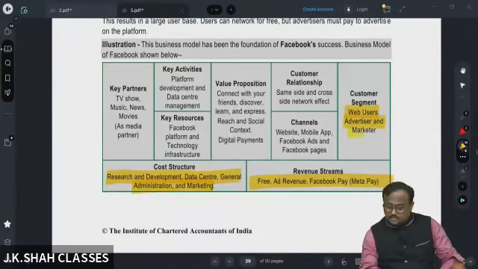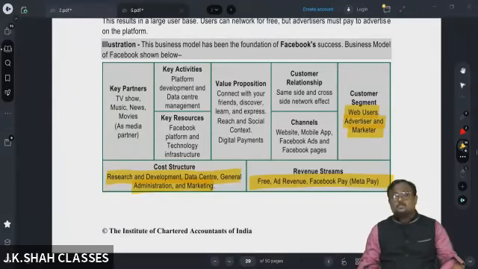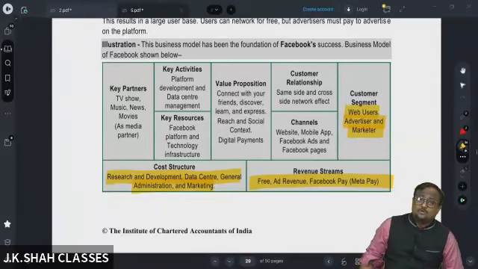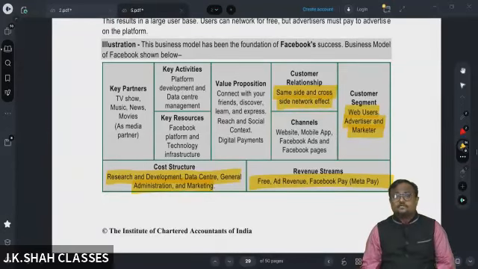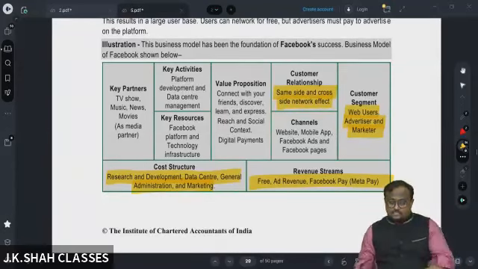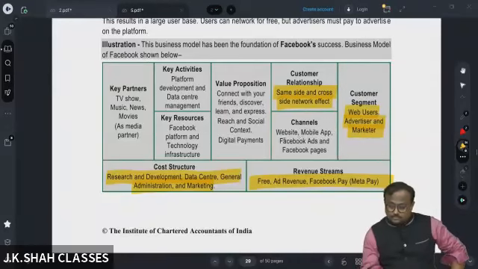Who is the ultimate customer? Internet users, advertiser, marketers, those who want to advertise, for them also it is equally important. Customer relationship, same side and cross-side network effect. This I'll discuss later, cross-side and all that.